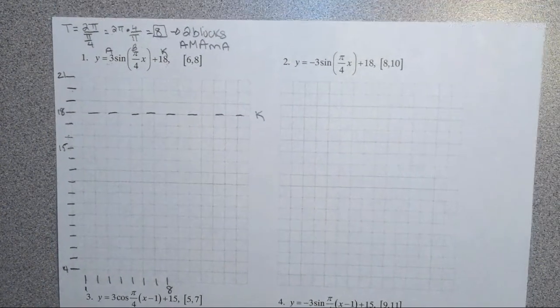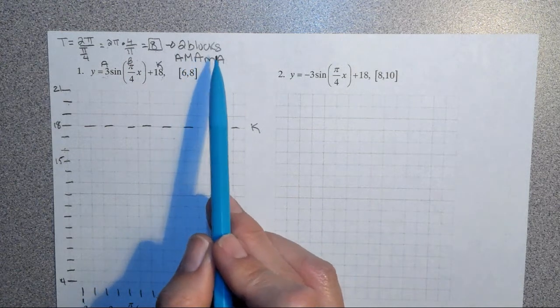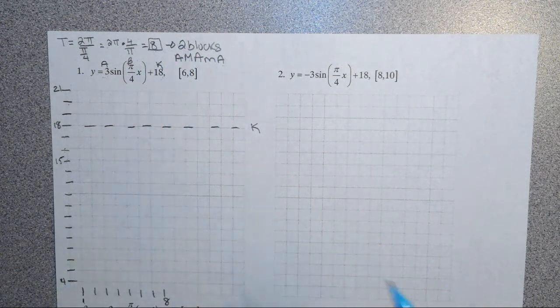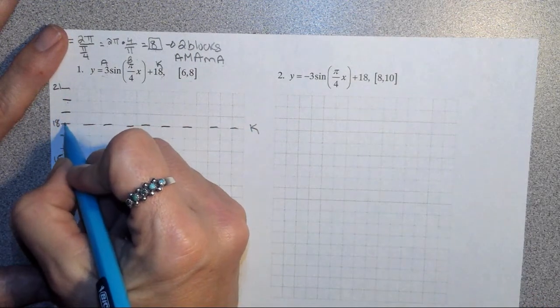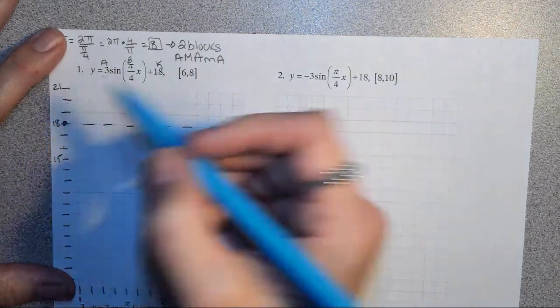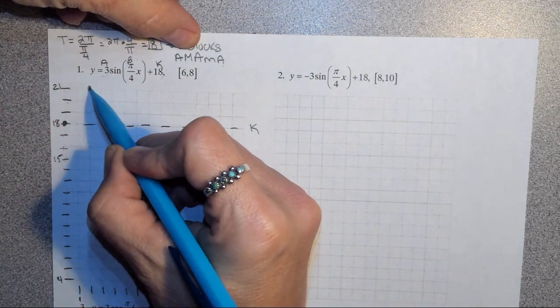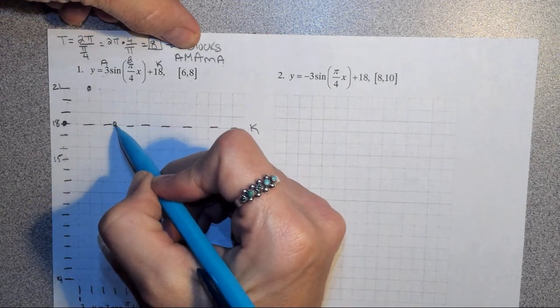Now I'm going to go graph, and I'm going to follow the pattern, axis, maximum, axis, minimum, axis, and I'm going to move every 2 blocks. So I'm going to start on my axis of wave on the y-axis. I'm going to go over 2 blocks, 1, 2, and I'm going to hit the max. I'm going to go over 2 blocks, 1, 2, and I'm going to go back to the axis.